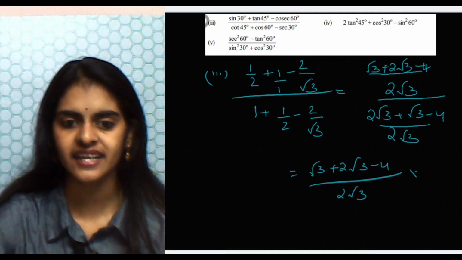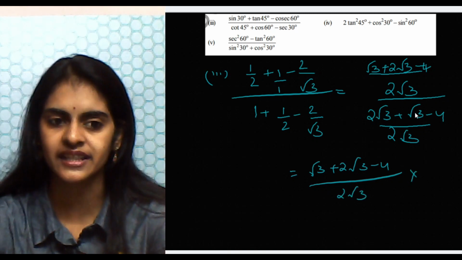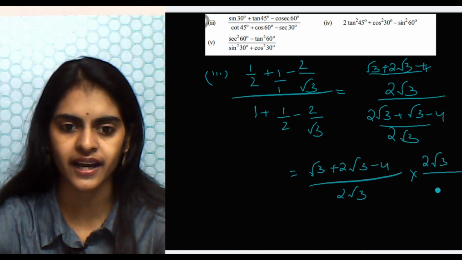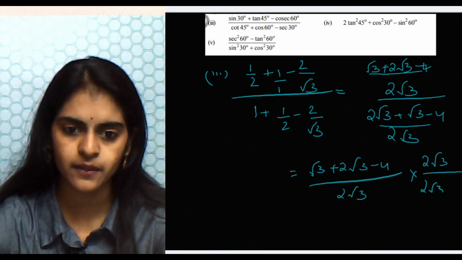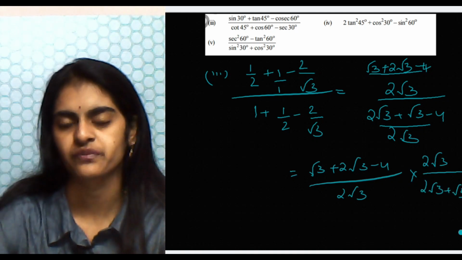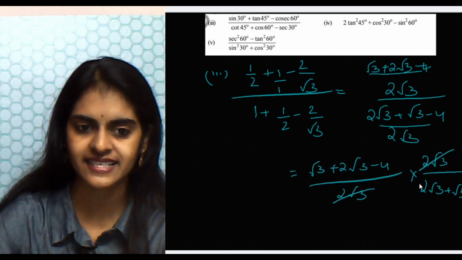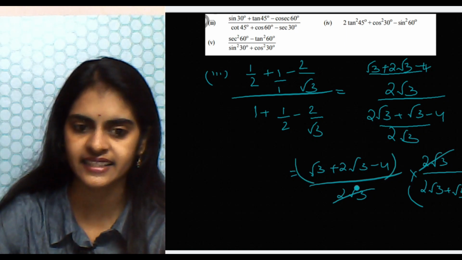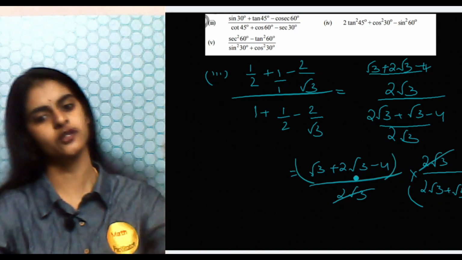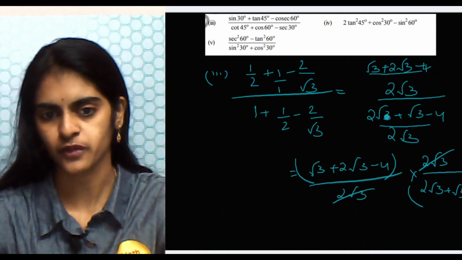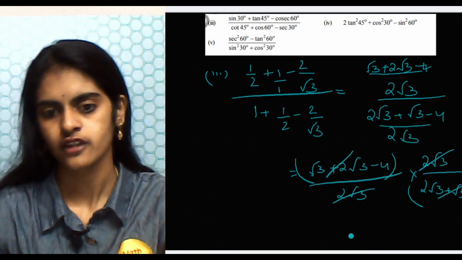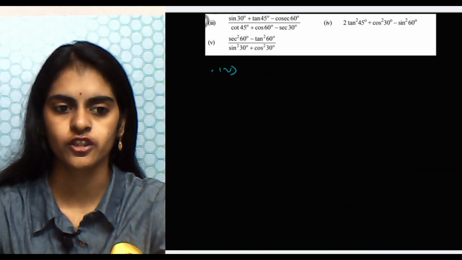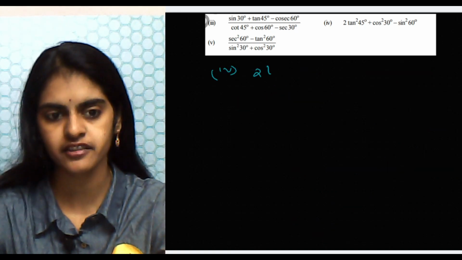Here this fraction, when it goes to numerator, it gets reciprocal. So you will have 2 root 3 divided by 2 root 3 plus root 3 minus 4. So 2 root 3 and 2 root 3 get cancelled. Here also this entire thing and this entire thing get cancelled because you have the same terms, 2 root 3 plus root 3 minus 4. So the answer is 1. Clear?